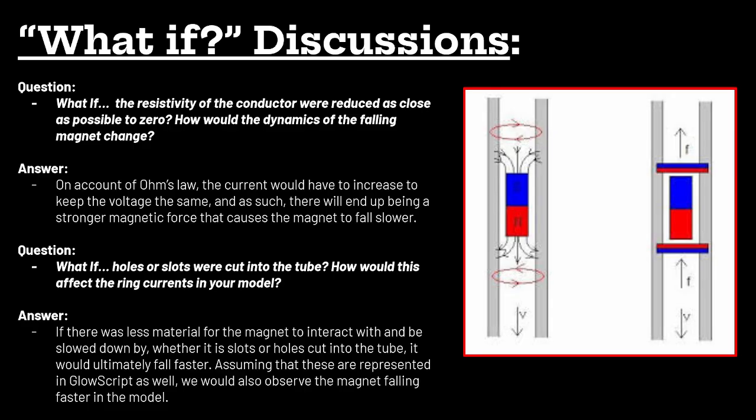What if holes or slots were cut into the tube? How would this affect the ring currents in your model? If there were less material for the magnet to interact with and be slowed down by, whether it is slots or holes cut into the tube, it would ultimately fall down faster because there's less interaction by Lenz's law, the Biot-Savart law, all these things. And then assuming that these are represented in GlowScript as well, we could also observe the magnet falling faster in the model. And that was the lab.